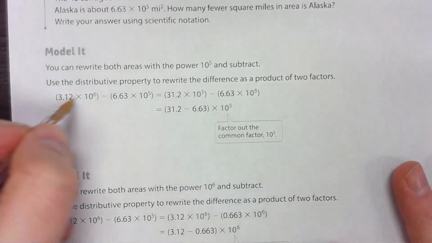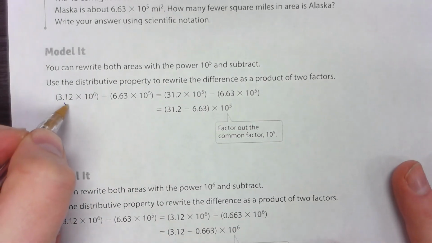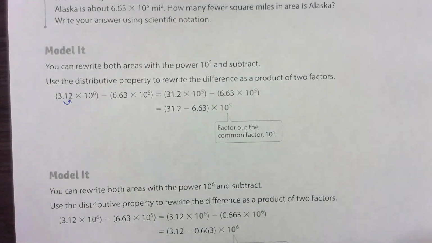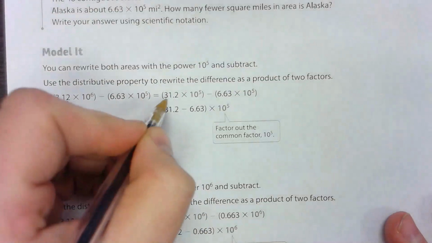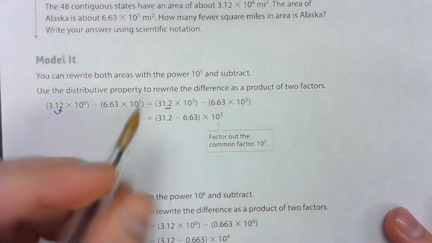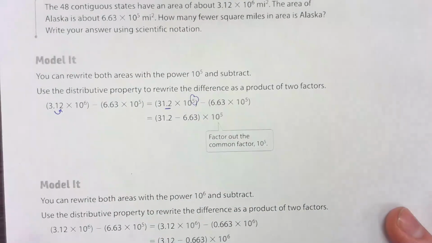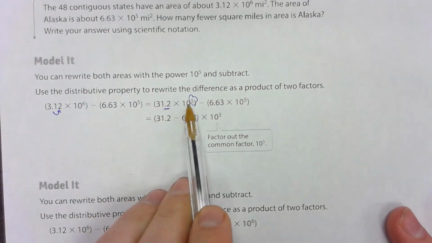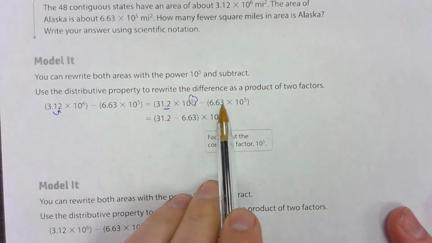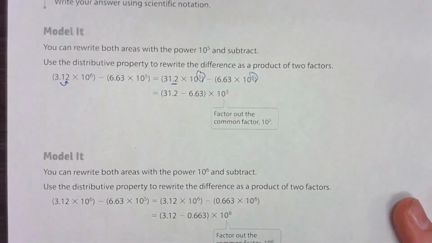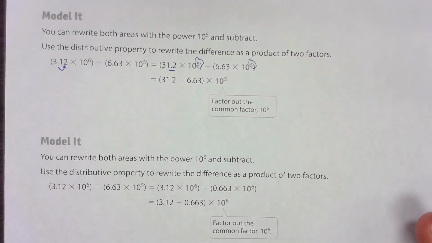Well, how do we do that? This number decreases every time we move the decimal one spot to the right, okay? And they moved their decimal one spot to the right. When they did that, this became a 5. And now they've got this, 31.2 times 10 to the 5th minus 6.63 times 10 to the 5th. When these are the same power, it's really, really easy to subtract in scientific notation, okay?